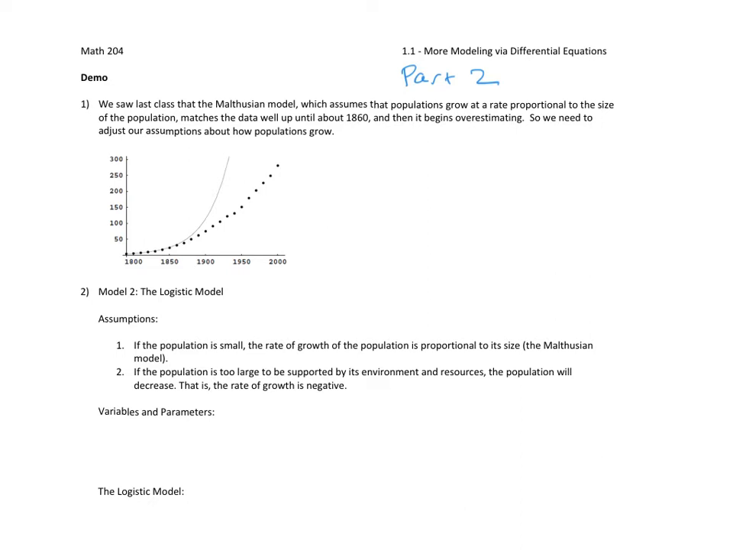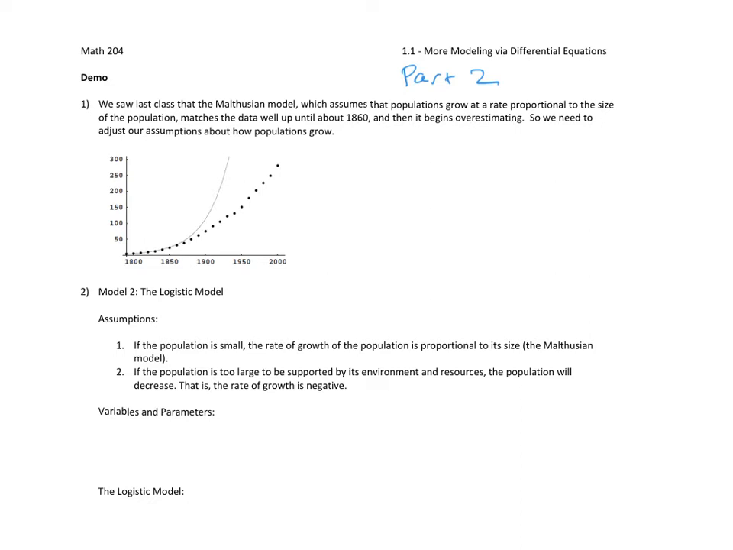So our second model for population growth is called the logistic model, and it has two assumptions. Assumption 1 is the Malthusian model's assumption, but we assume that that's only true when the population is small. That if the population is small, the rate of growth of the population is proportional to its size. So as a population gets bigger, it grows faster. We'll assume that's true when the population is small. But if the population gets too large to be supported by its environment and resources, the population will decrease. That is, the rate of growth is negative.